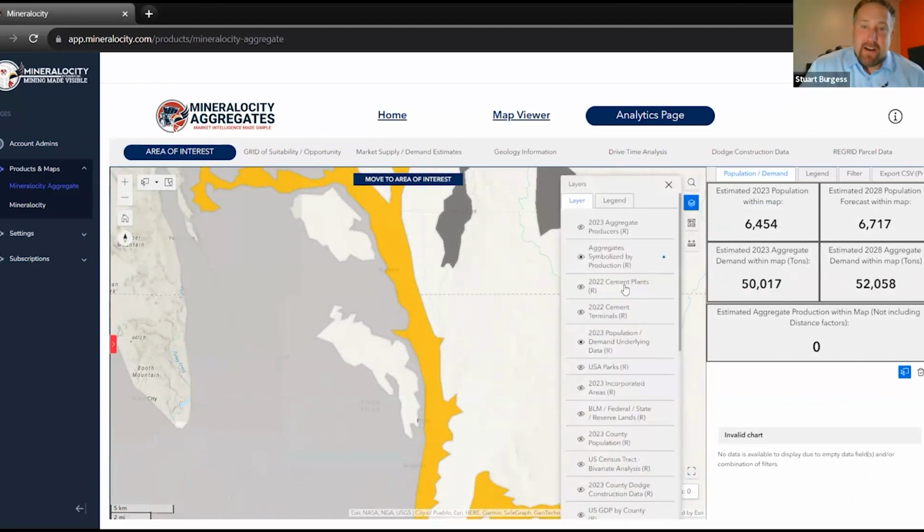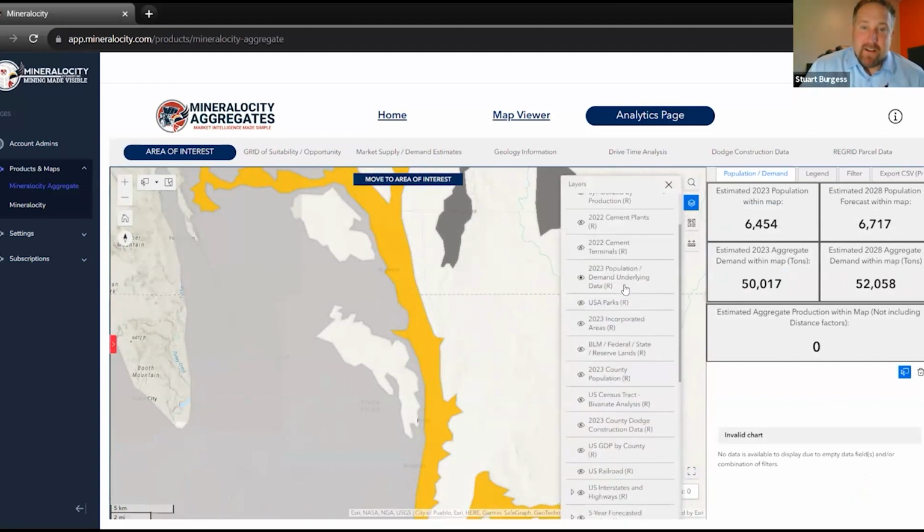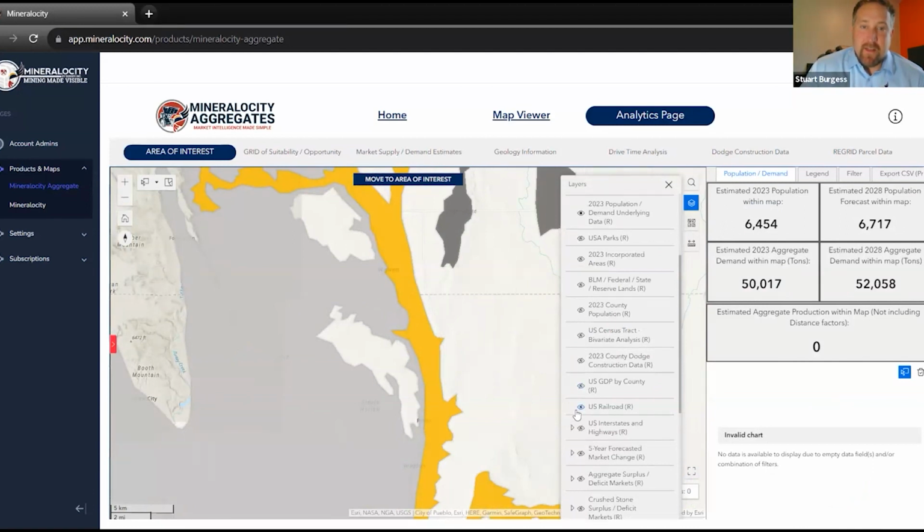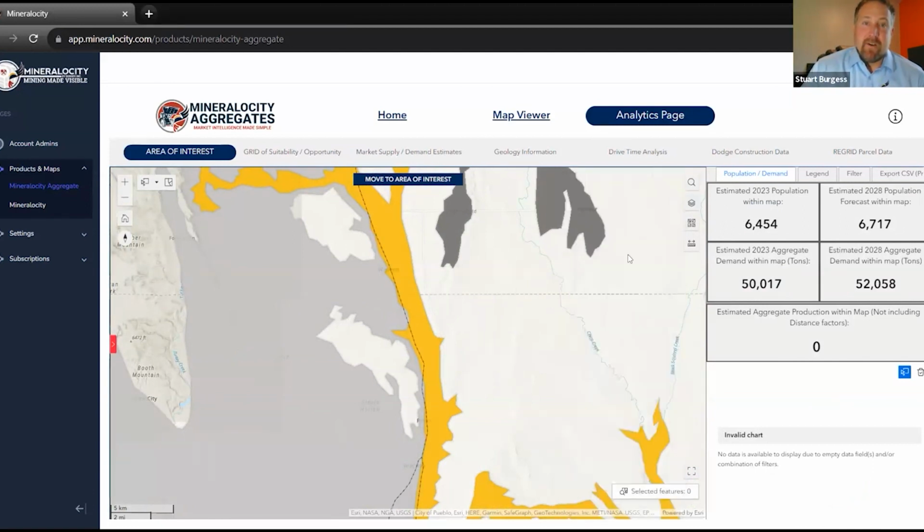So I'm going to go in here and I'm going to turn on the railroads. Okay. So what we have here is a really interesting opportunity where we have an alluvial fan that's favorable for sand and gravel production, that's located on the rail, and it's within our area of interest. So we know it's between two growing metros.